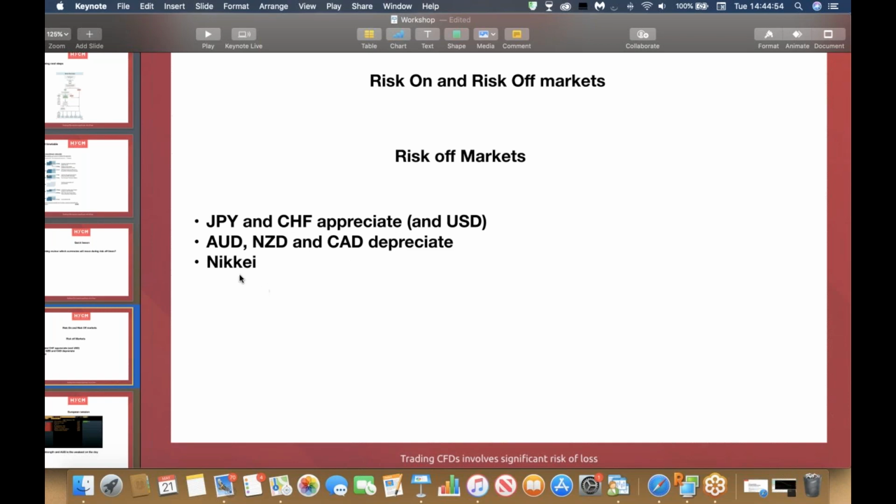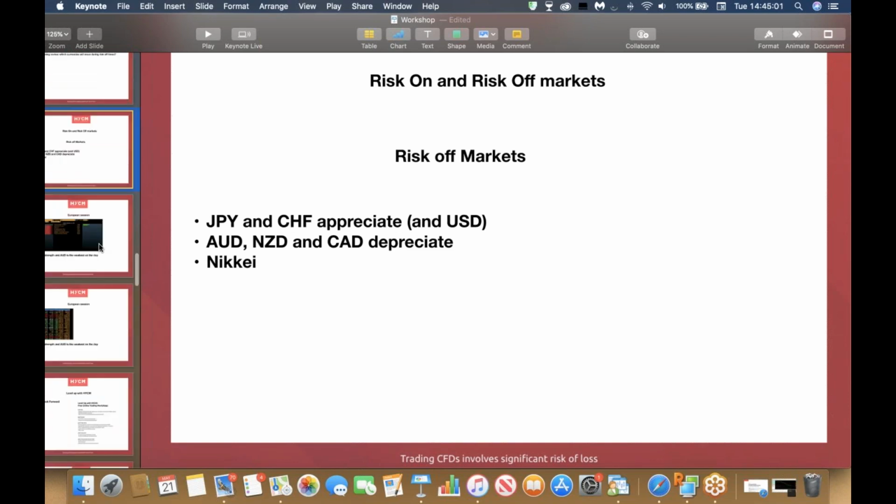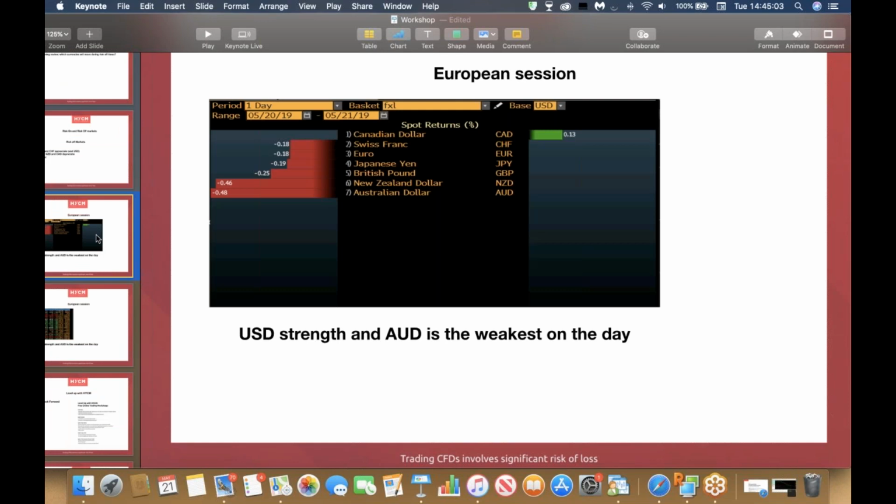We'll also see the Nikkei. I find the Nikkei is a very helpful gauge on risk, whether that's gained or lost. As we entered the European session, we saw that there was general US dollar strength across the board, and with the exception of the Canadian dollar, the Australian dollar is the weakest on the day.